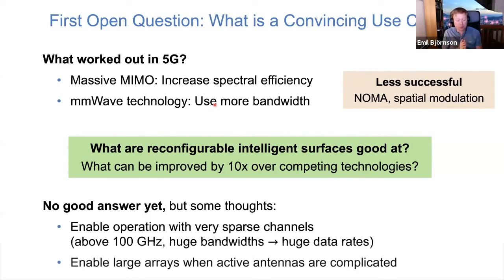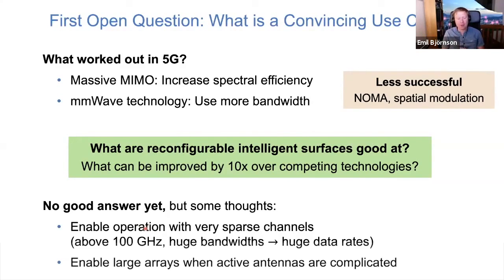I have some thoughts. I think that these intelligent or reconfigurable surfaces can enable operation when you have a very sparse channel, say above 100 gigahertz or already in millimeter wave bands. You have a huge amount of bandwidth, so you can achieve a huge data rate, but only if you receive a signal at all. And the signal gets easily blocked by your hand or by different elements. And you would like the signal to be received by your mobile phone from all possible directions, so that you're hopefully not blocking it from all directions as a user.